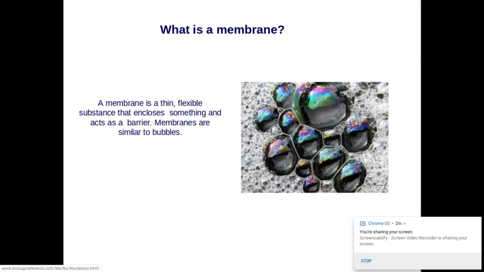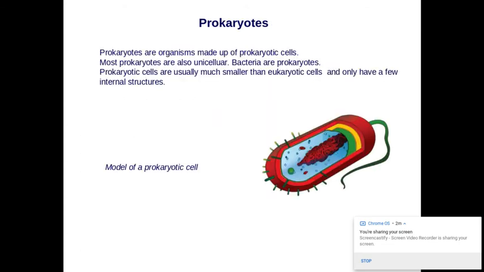Underneath the T-chart, skip a few lines, and write down membrane. It's a thin, flexible substance that encloses something. It acts as a barrier. If I am talking too fast, hit pause, write these notes down, and then unpause. Membranes are similar to bubbles. All right, back to our T-chart.